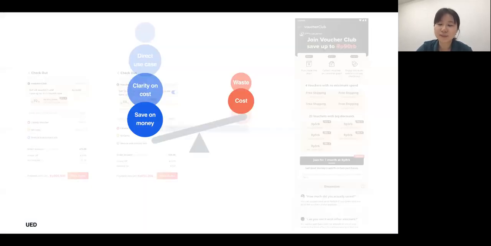So reflecting back to the balance I've been talking about, essentially they want to understand the saving, and have clarity on the cost and where it's coming from, and then we create those direct use cases so that they would think less about the cost of joining, and also less about whether I'm going to waste all the money by joining this if I don't use it up.